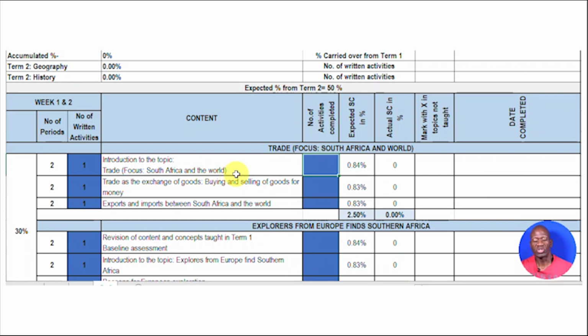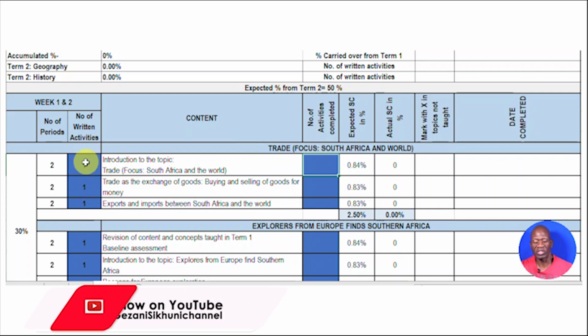All right. So I must indicate that this particular tool is for social sciences. So it's the same tool that the HOD will use after having received the completed tool by the teacher. All right. So here it says number of activities completed. So here, remember, we said number of activities that are expected to be completed in terms of the first 2 periods, we have 1 activity.